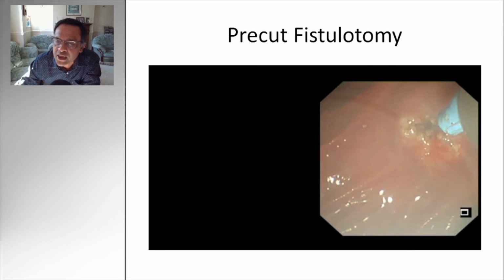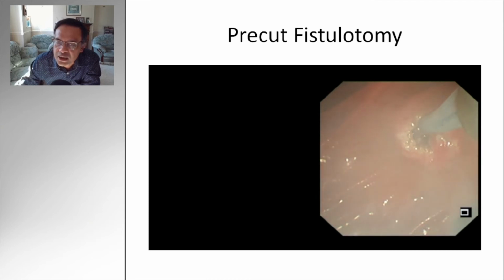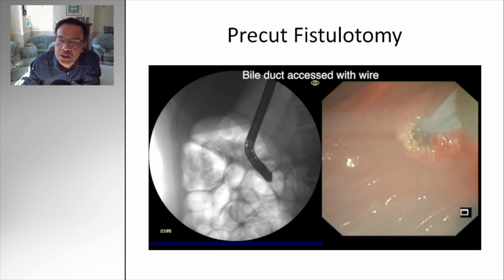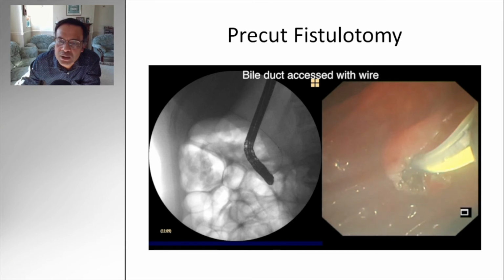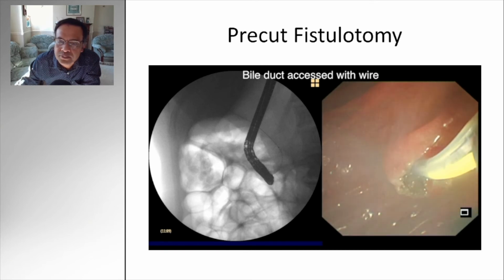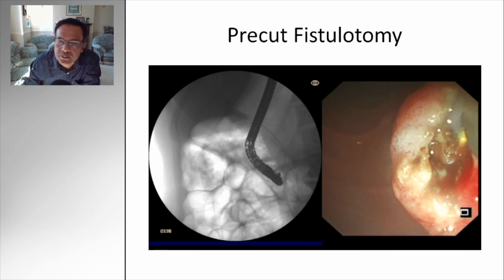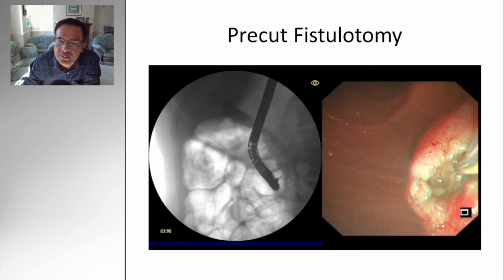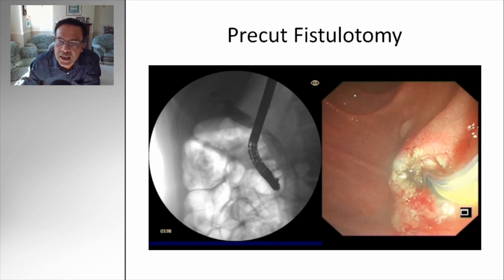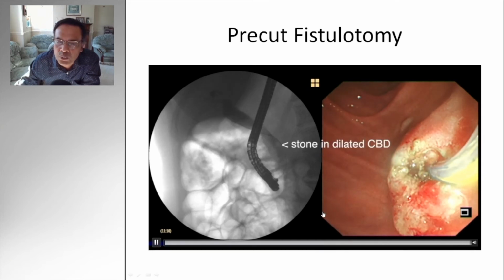We then try again with the wire. And on this occasion, the bile duct is cannulated easily. Once cannulated, we can opacify with contrast. And in this case, there is a stone which can then be dealt with.